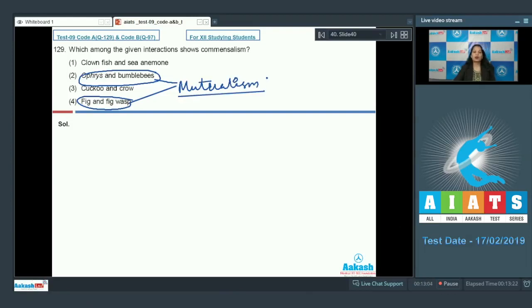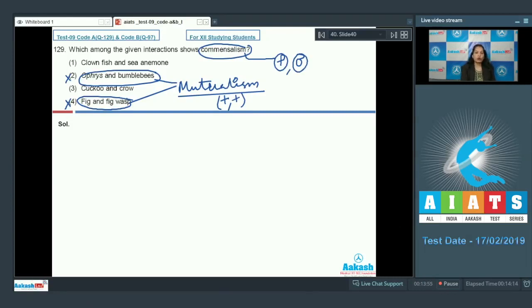Mutualism is a relationship in which both the species get benefited. So it's a plus relationship for both the species. So option number 2 and 4 are ruled out. We have to search for the commensalism in which one species is benefited and the second one is neither harmed nor benefited, means it's in zero relationship. So it's a plus-zero relationship.